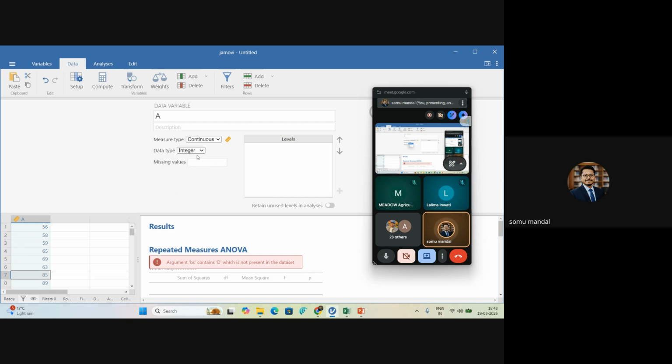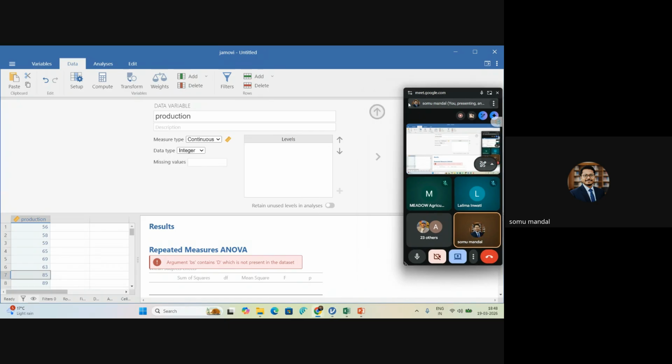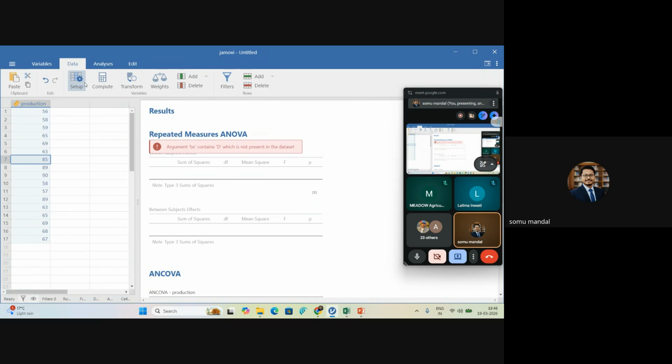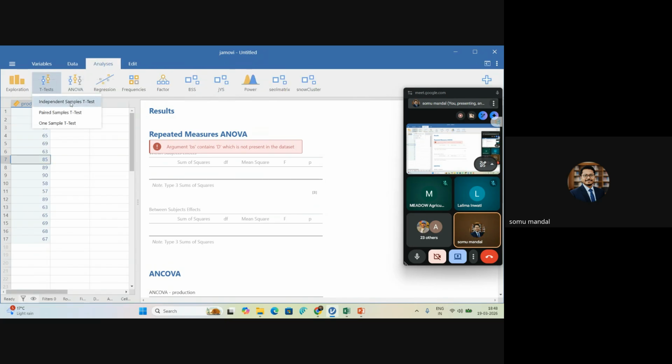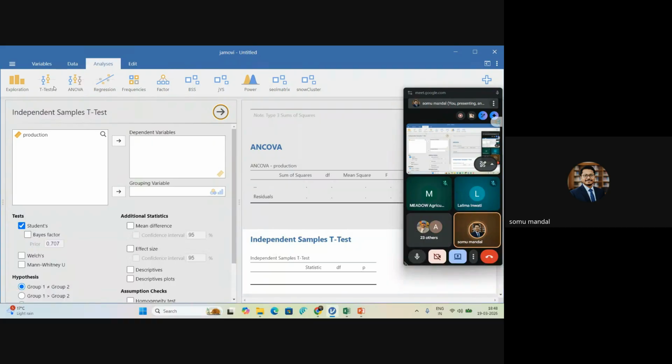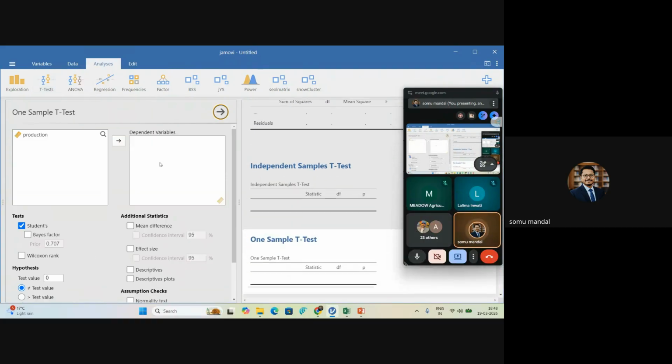So continuous, integer. This is the production. Write down here the name, production in kg. Go to the analysis, t-test, independent sample, sorry, one sample t-test.